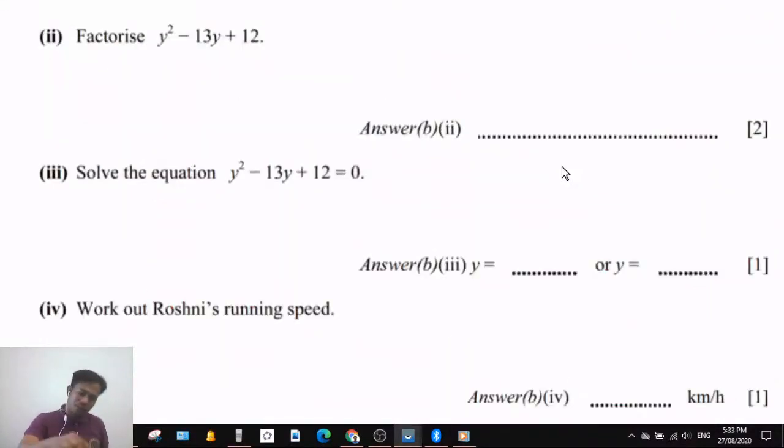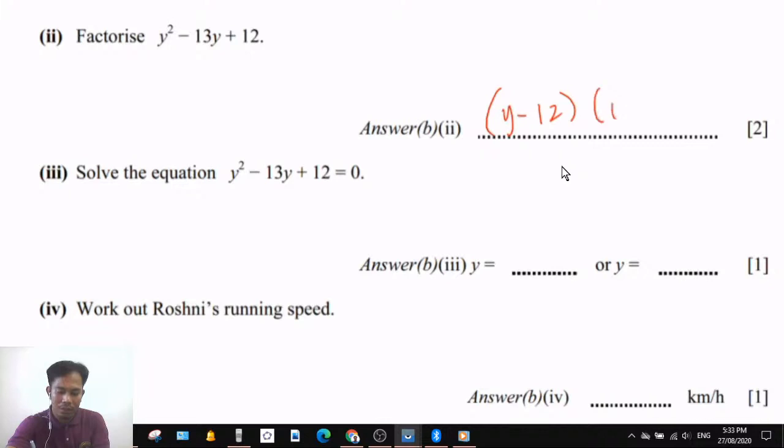Next, let's go to number 2. Y squared minus 13y plus 12. Factorize. I have y minus 12 and y minus 1, because negative 12 times negative 1 is positive 12, and negative 12 plus negative 1 is negative 13.